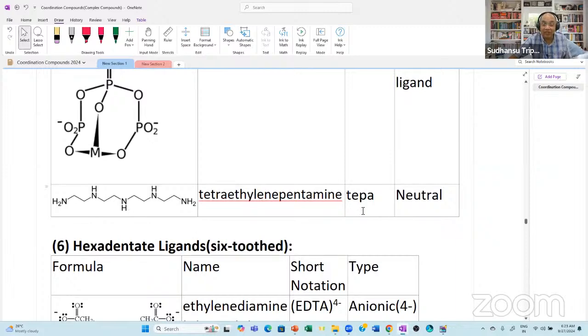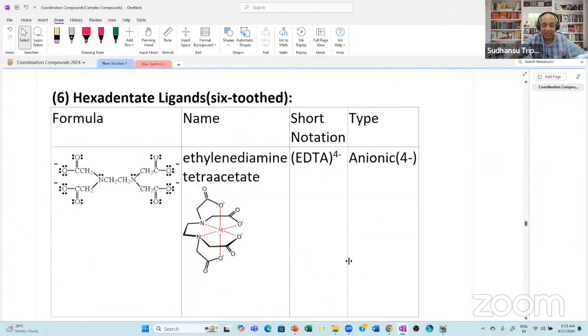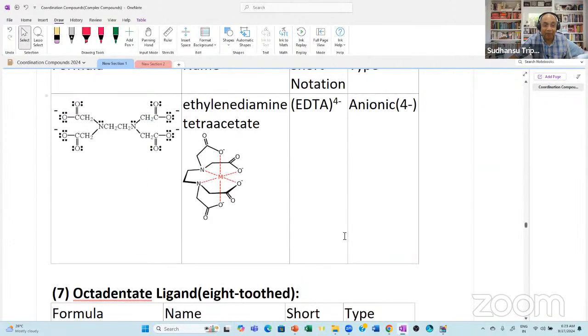So I was missing out the nickname. Trien is okay, but I was missing the nickname of tetraethylene pentamine, which is steppa.